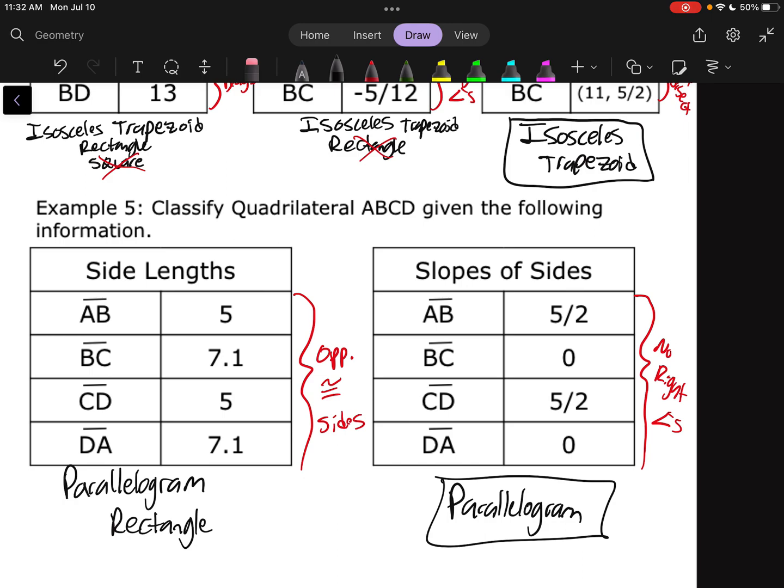And there we go. So hopefully you can see the thought process that you have to be going through. You really got to consider all the properties of these different quadrilaterals. Got to keep those in the back of your mind, or else you're going to be lost.